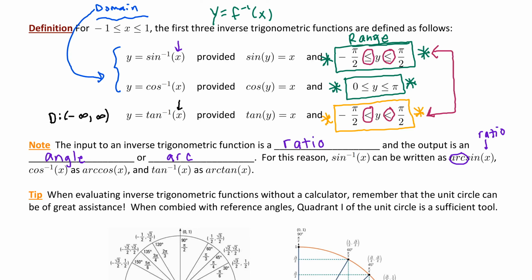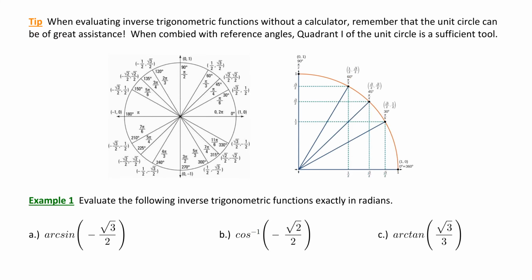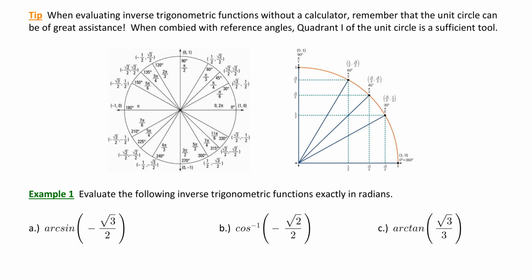This means that when we evaluate an inverse trig function, we're plugging in a ratio from the unit circle, and we're obtaining an arc or an angle, the corresponding angle from the unit circle. So it's still important to know that unit circle. Hopefully you have it memorized very well at this point, and the key is knowing quadrant 1. If you remember quadrant 1 and you can think about reference angles, then that is sufficient to evaluate inverse trig functions. Let's try example 1. Evaluate the following inverse trigonometric functions exactly in radians.